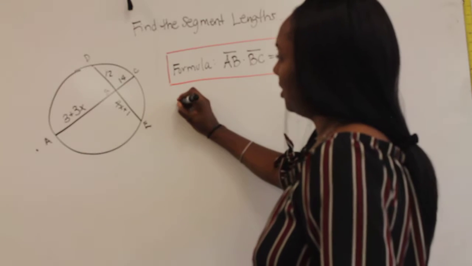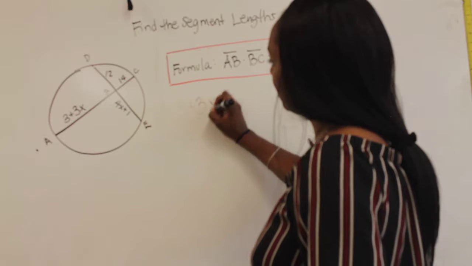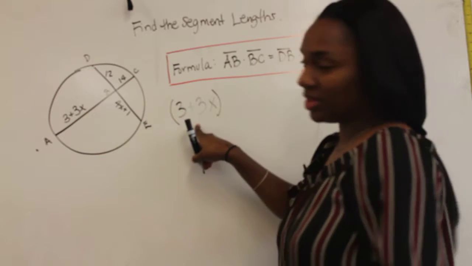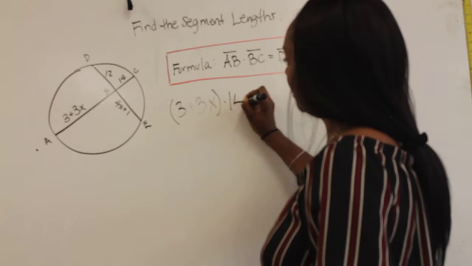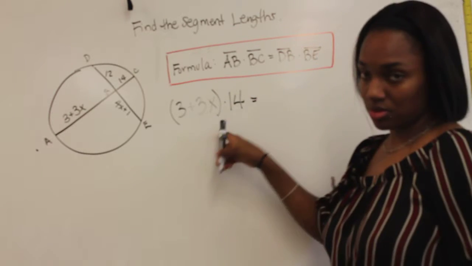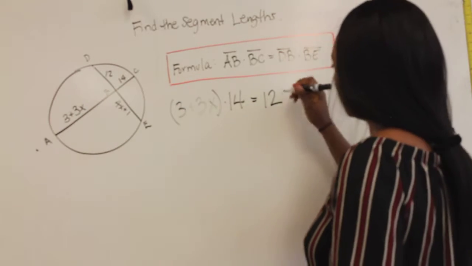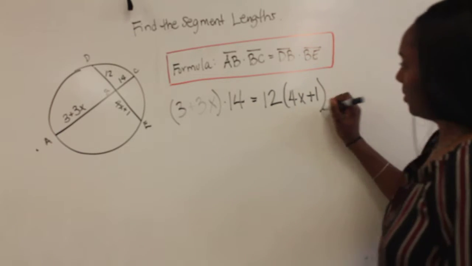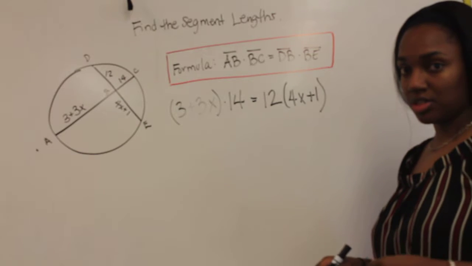I have 3 plus 3x. I'm going to put parentheses around that, times 14 equals the other chord, 12 times 4x plus 1, close parentheses. Now I'm going to just do algebra to solve it the rest of the way.